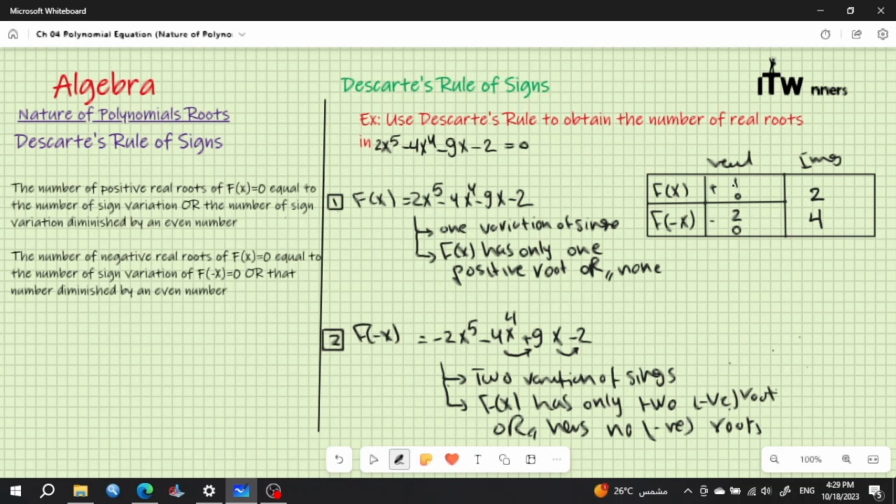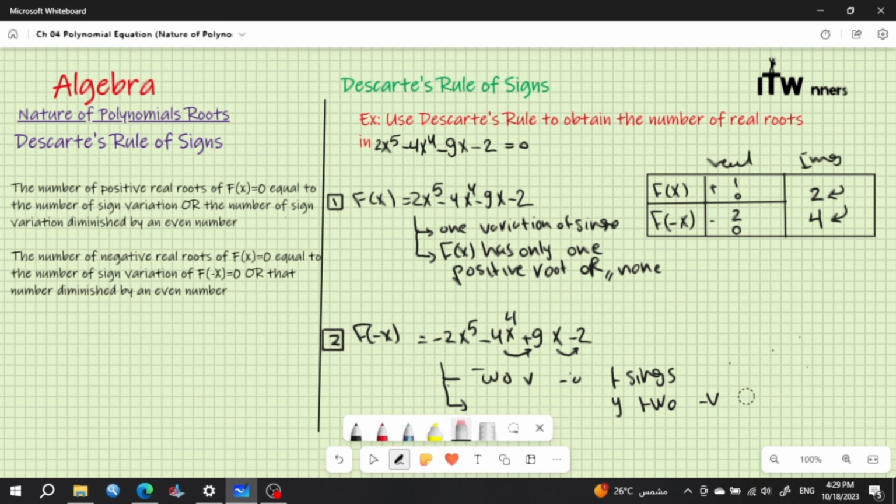Here, if f of x has one positive root and none from f of negative x, then the imaginary roots is 4, and if f has 1 positive and 2 negative roots, then the imaginary roots is equal to 2. Okay, let's move to another one.